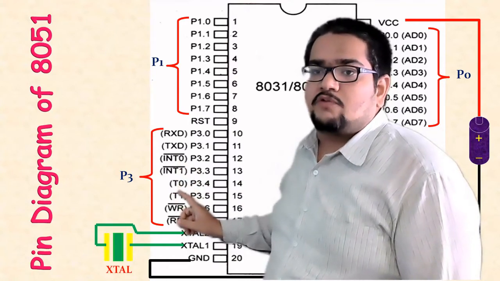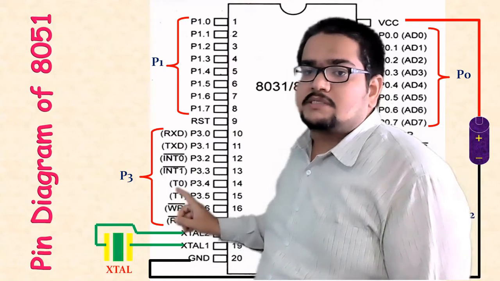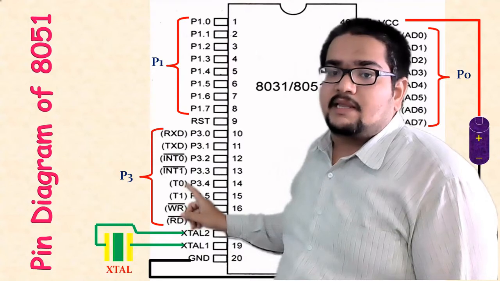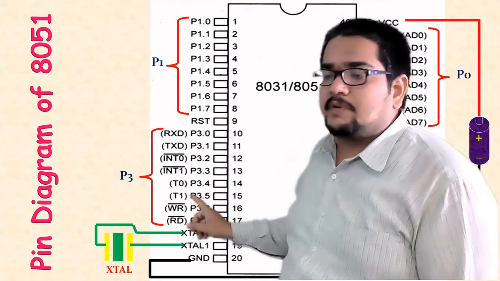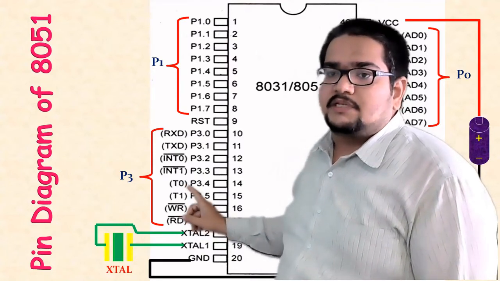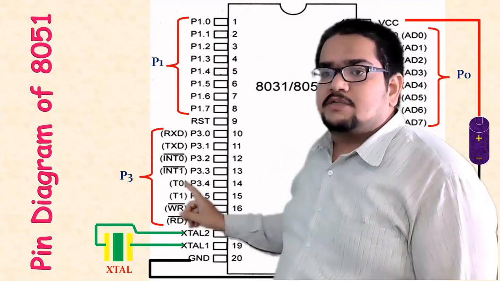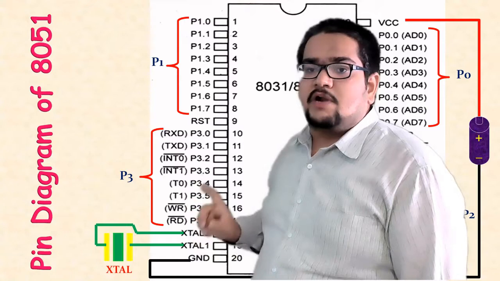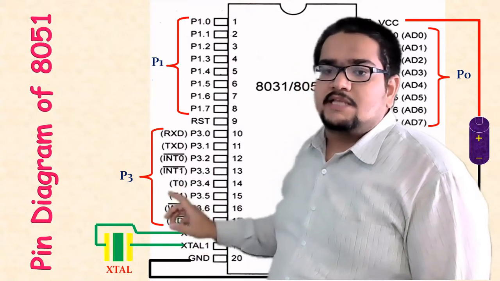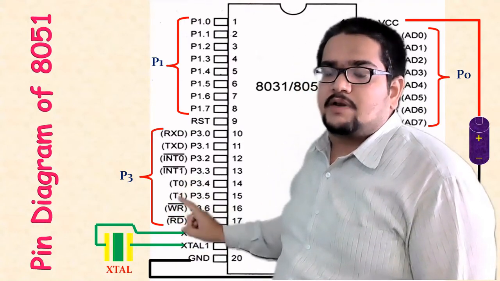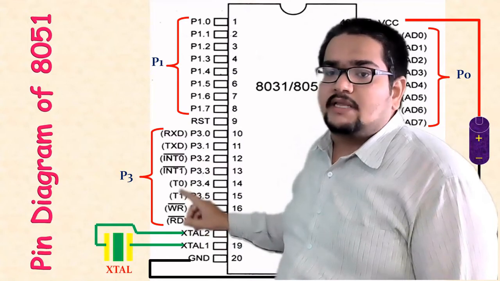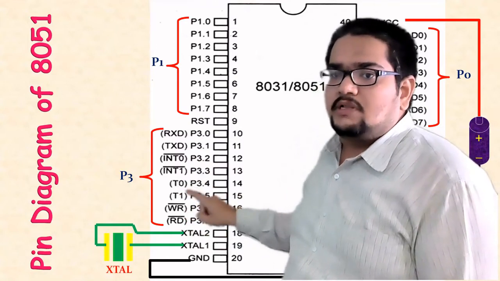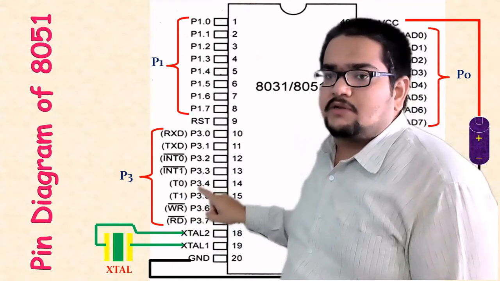Here, whenever you are using your timers and counters, the input for counting operations will be taken at these two signals, that is pin number 14 and 15, P3.4 and P3.5, T0 and T1. These will act as inputs for timer 0 and timer 1 respectively, in a case when the timers are used for counting purposes. So the signal which you want to count has to be given to these two particular pins.